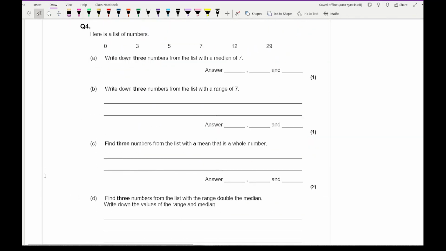It says that here is a list of numbers, and it says write down 3 numbers from the list that has a median of 7. So again, with these particular questions, there can be several examples you could have. So as long as 7 is in the middle and this number is lower than 7, and this number here is bigger than 7, then it's going to be correct. So for the first one, I'm going for any of these 3 numbers. So I could just go for 3.